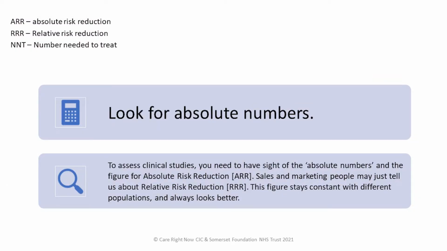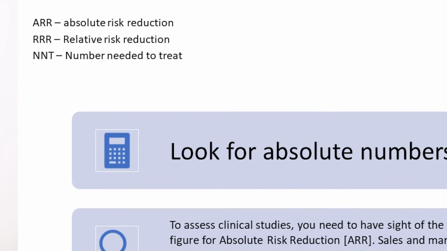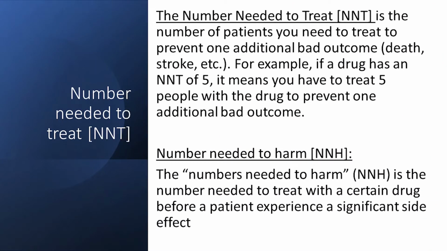The absolute risk reduction gives you a much more realistic picture. To calculate the absolute risk reduction, you also need the number needed to treat, usually referred to as NNT. The relative risk reduction stays constant with different populations, whereas the absolute risk reduction alters with different populations and would be much greater if the population has a higher baseline risk.